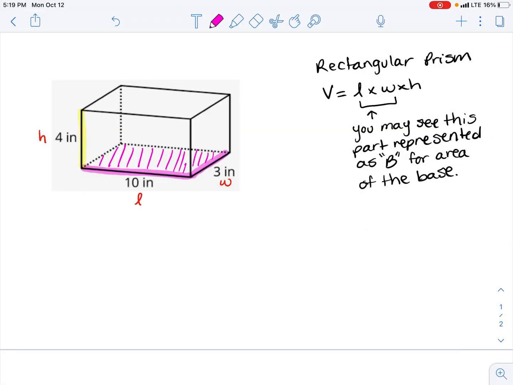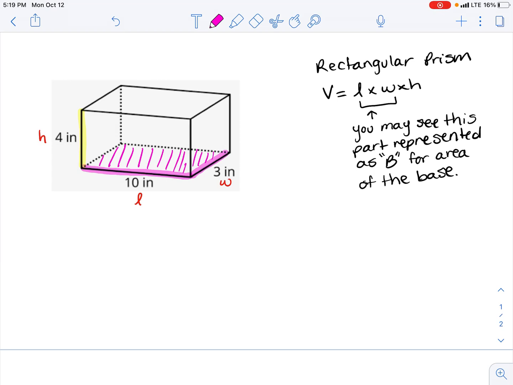Okay, so now we're going to look at an example of a rectangular prism. The reason why it's called a rectangular prism is because my base here is in the form of a rectangle. On the right, you see that the volume of a rectangular prism is given by the length times the width times the height.